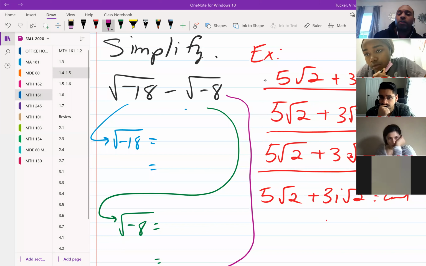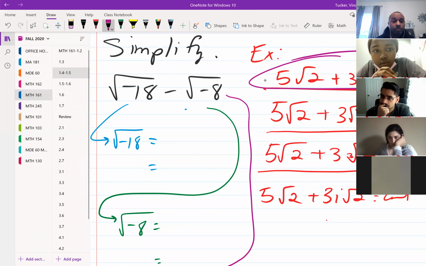So when we look at this first one, 5 square root of 2 plus 3 square root of 2 is going to be 8 square root of 2, right? They have the same index on the radical. We're talking about the square root, the same thing under the radical, which is 2. If anything is changed, you cannot add them together.